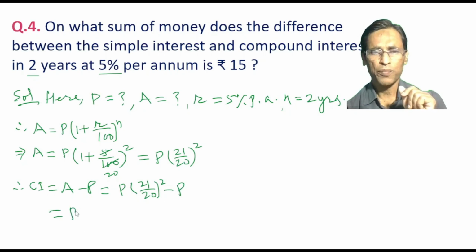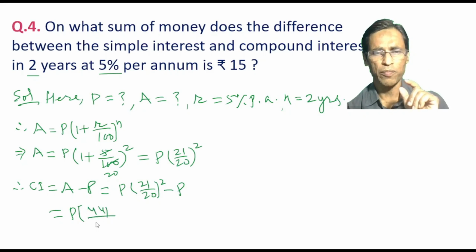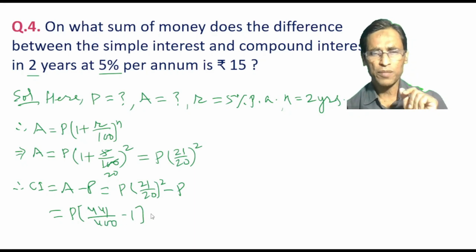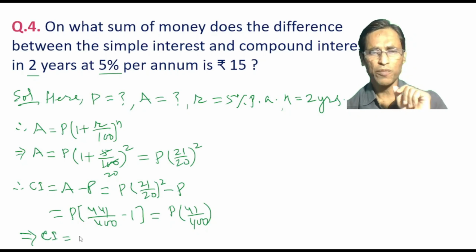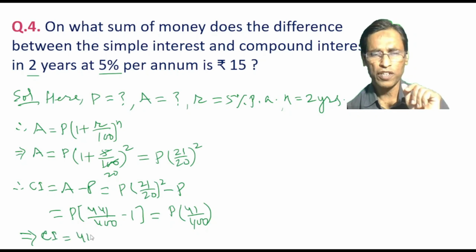Therefore, P can be taken as common, and then (21/20) square means 441 by 400 minus 1. After simplification, it comes P times 41 by 400. Now this is the compound interest in terms of P, that is 41P by 400.